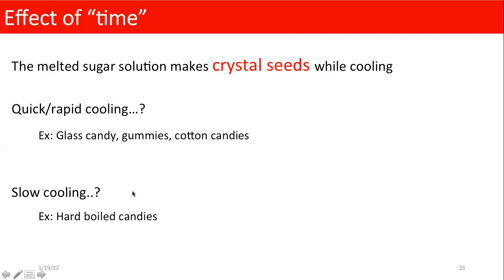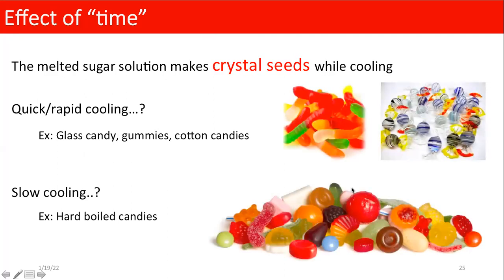Right, with slow cooling, you get hard boiled candies, where the transparency is a little bit lower than glass candy. It means more sugar crystals, large sugar crystals. Right, so time is important and stirring speed is also important. You can get different textures also. It means entirely different products.